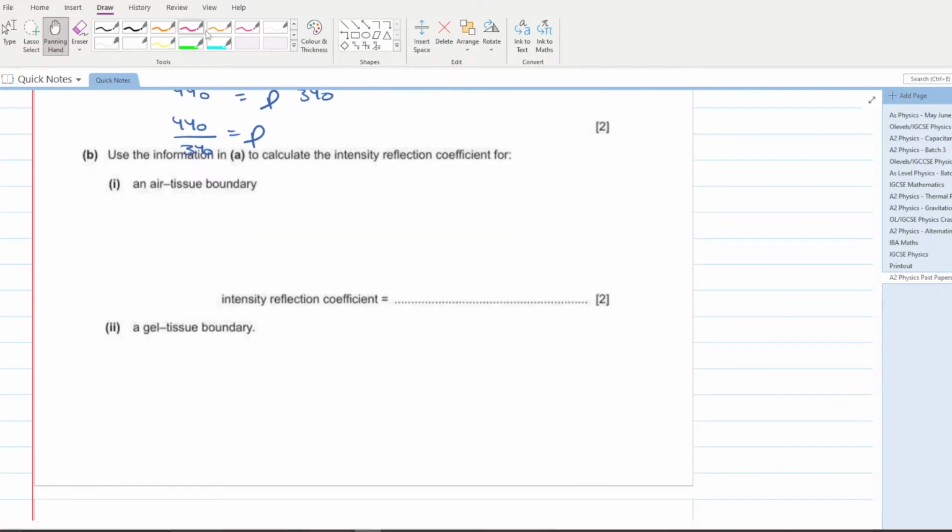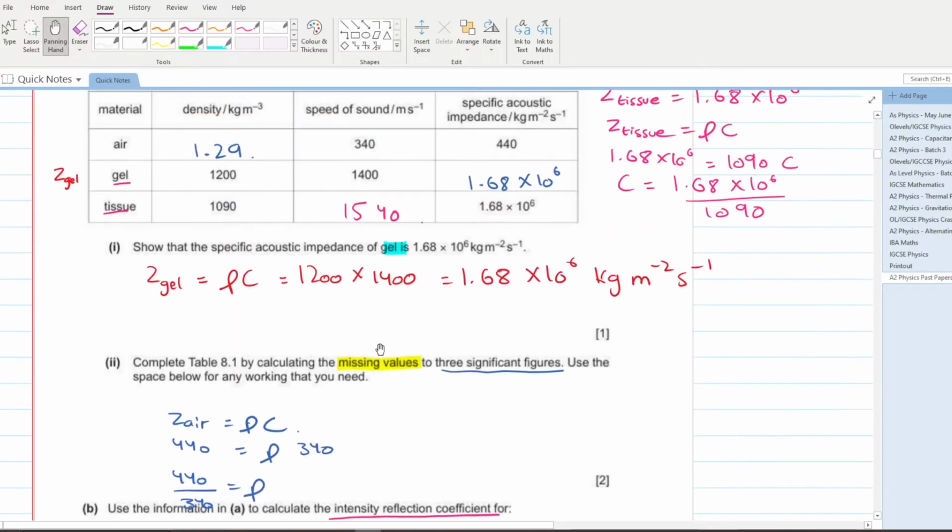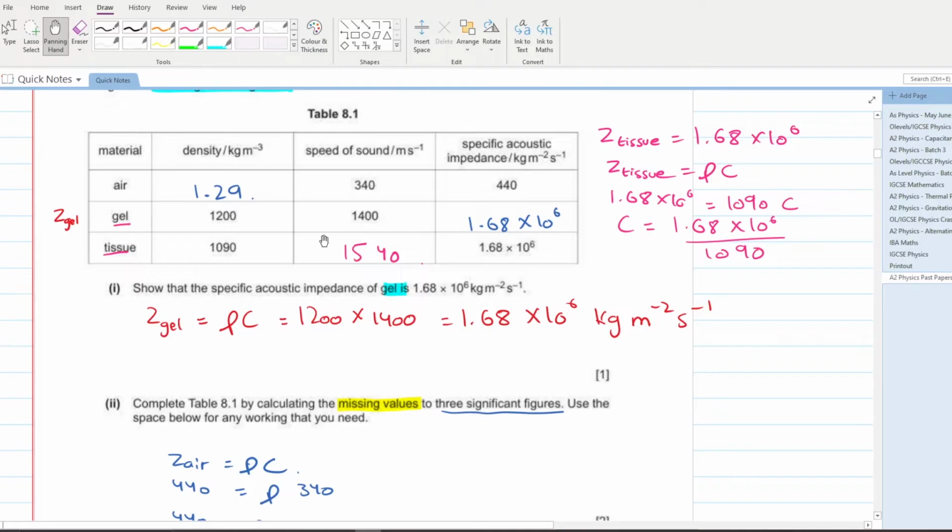Okay, use the information to calculate intensity reflection coefficient for air tissue boundary and the gel tissue boundary. So we have to calculate alphas for both of these. Let's first calculate alpha for the air tissue boundary. What is the specific acoustic impedance? Let's say this becomes your Z2. Let's say this becomes your Z1.